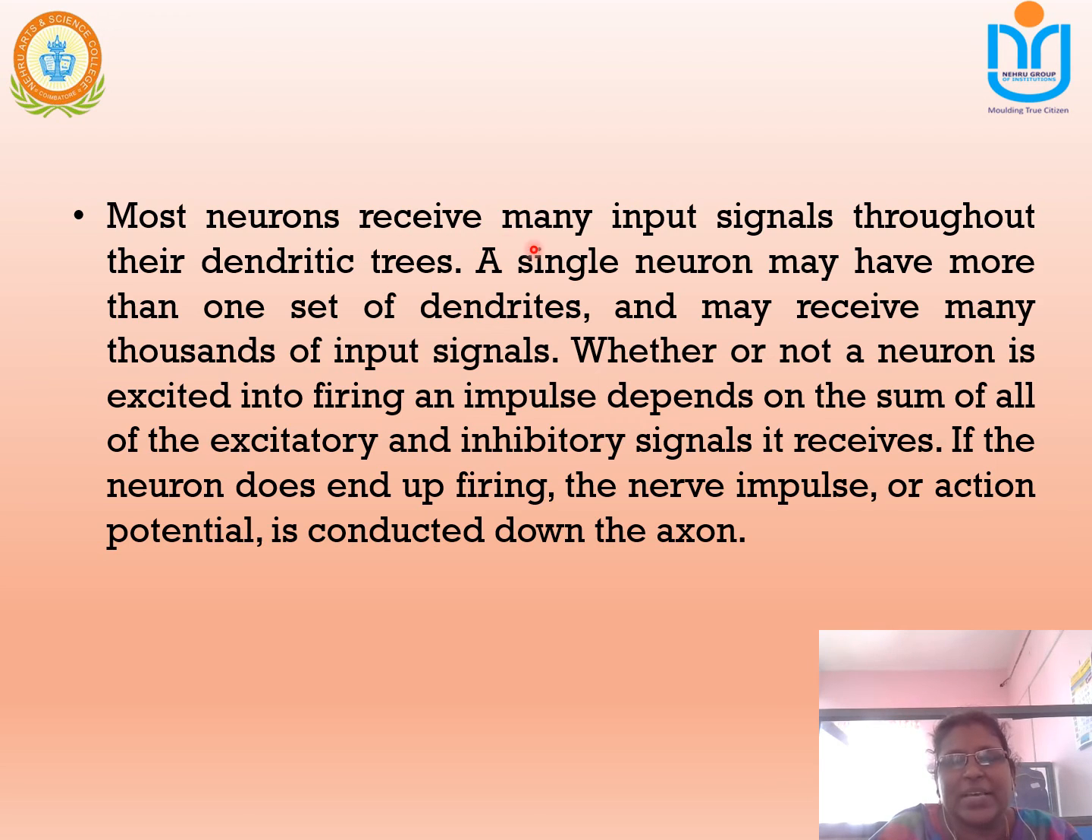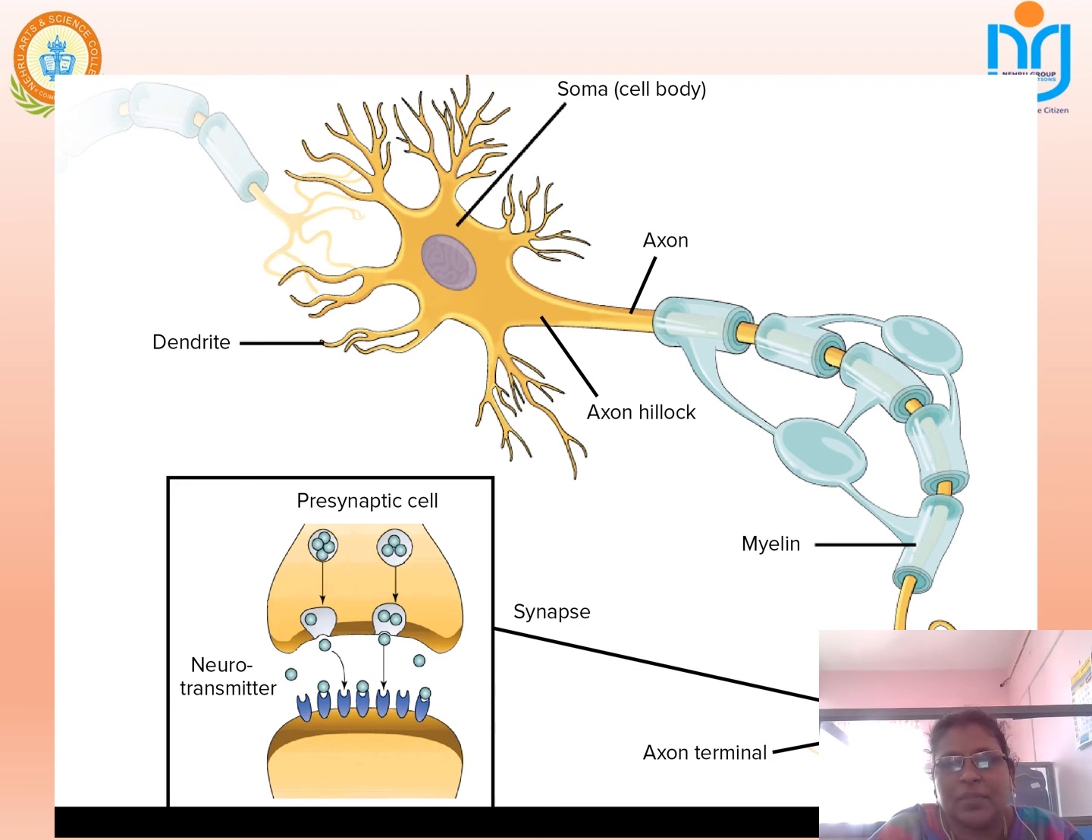Most neurons receive many input signals throughout their dendritic trees. A single neuron may have more than one set of dendrites and may receive many thousands of input signals. Whether or not a neuron is excited into firing an impulse depends on the sum of all the excitatory and inhibitory signals it receives. If the neuron does end up firing, the nerve impulse or action potential is conducted down the axon. So this is the whole structure of neuron.